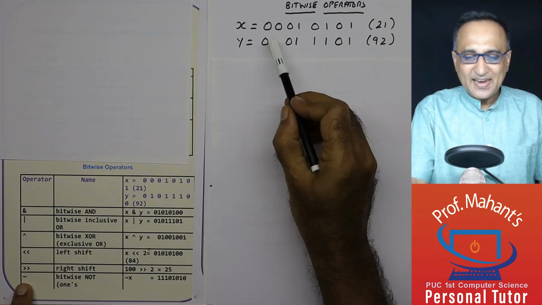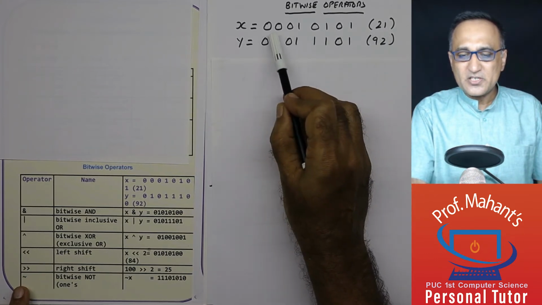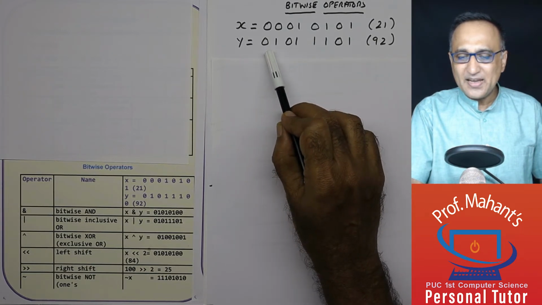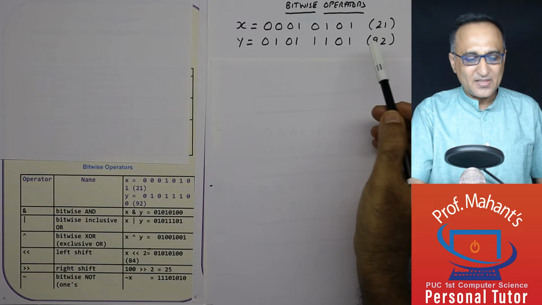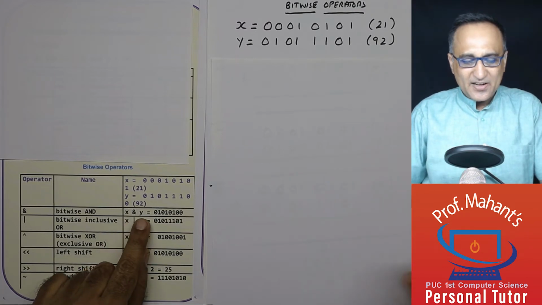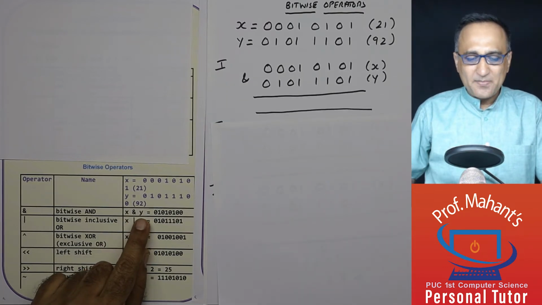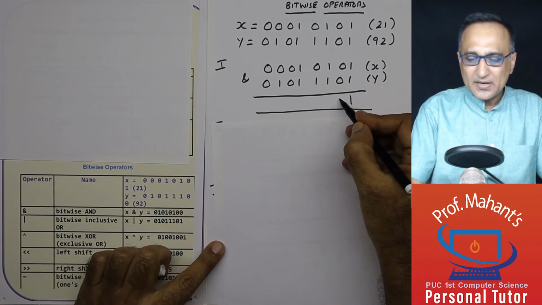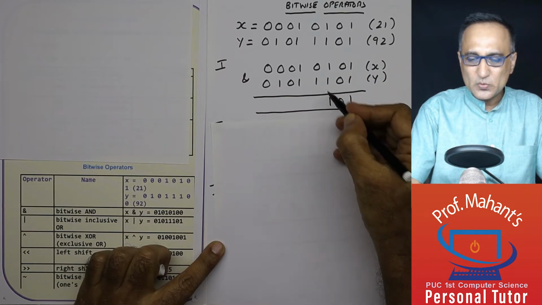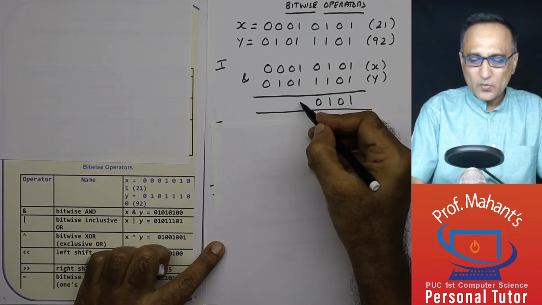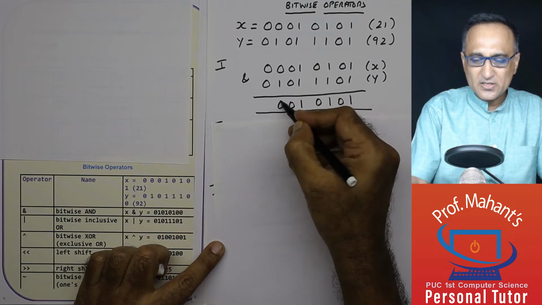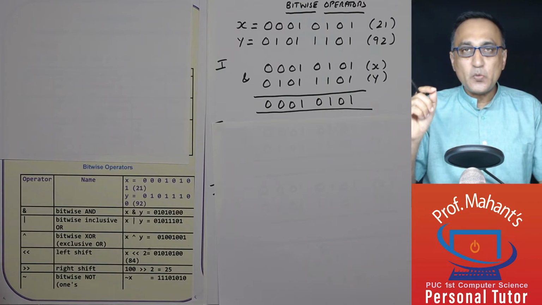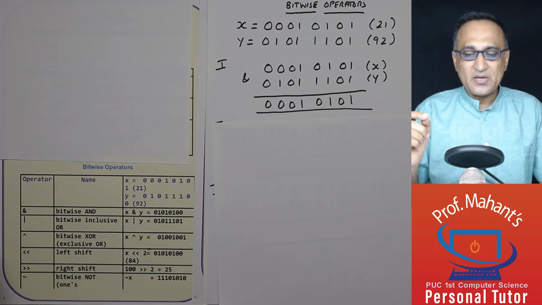Let us say x is equal to 21 in decimal, which is represented like this. Y is equal to 92 in decimal and it is represented like this. Now if I do x and y, see what happens. AND means both the bits, if they are 1, only then it is 1. 1 and 1 is 1. 1 and 0 is 0. 1 and 1 is 1. 1 and 0 is 0. 0 and 0 is 0. AND means both should be 1, then only it is 1. Otherwise it happens to be 0.